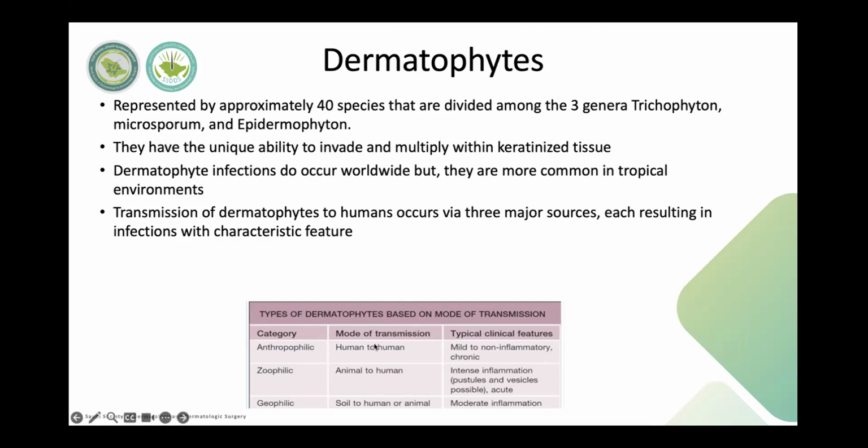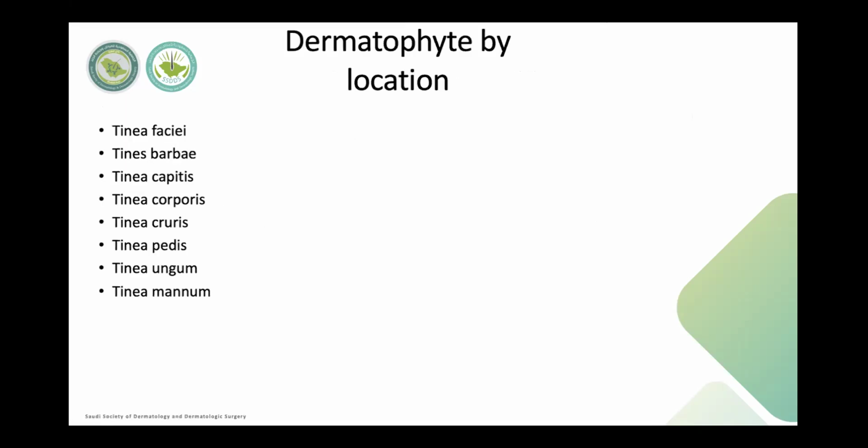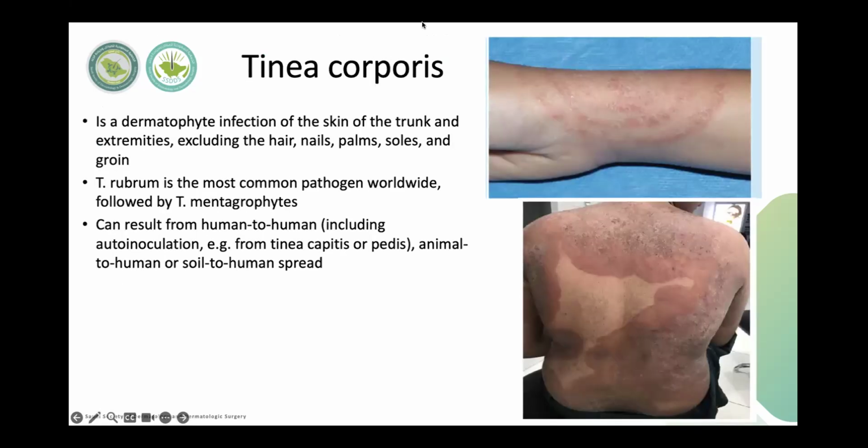Usually the one from human to human is mildly inflammatory. Zoophilic is the one that has intense inflammation, and geophilic is moderate. So for example, when you think about tinea capitis, sometimes it's caused by Microsporum from an animal, and it will be highly inflammatory. And sometimes it's not, because it's not caused by this fungus. Depending on the location, it has a different name. For example, on the scalp it is tinea capitis, on the body tinea corporis, on the feet tinea pedis, and so on. So the first one is tinea corporis.